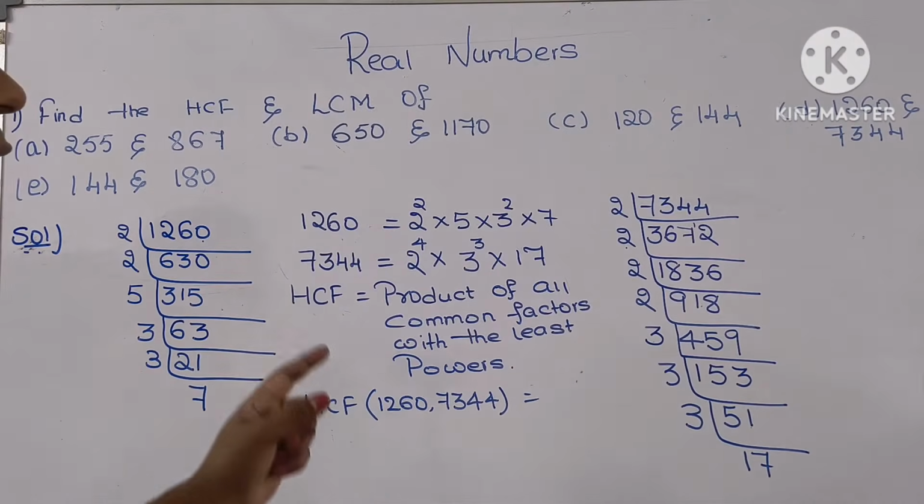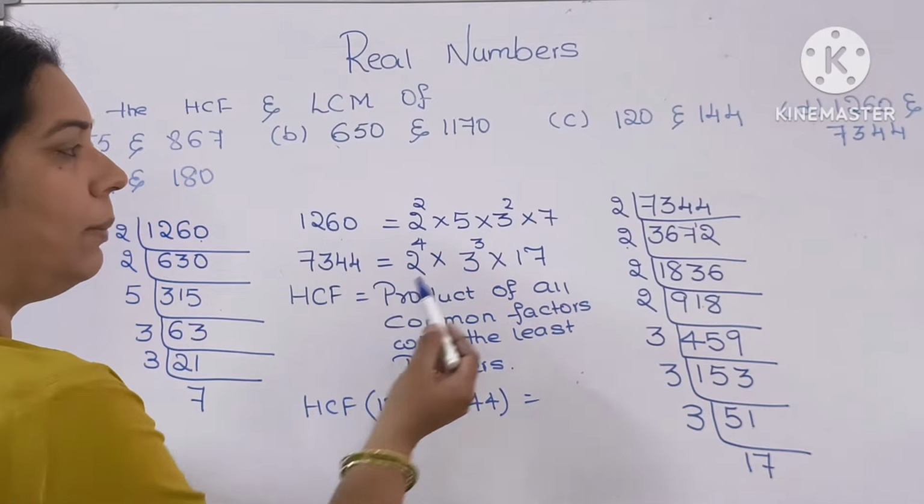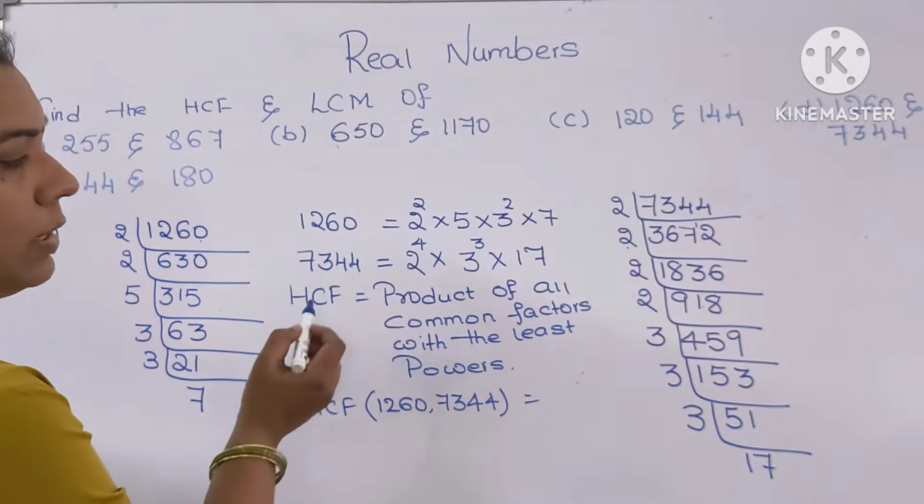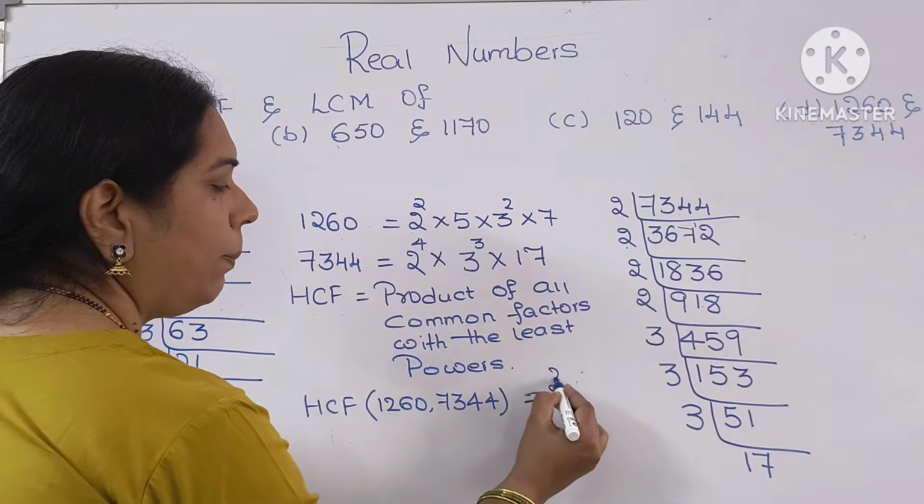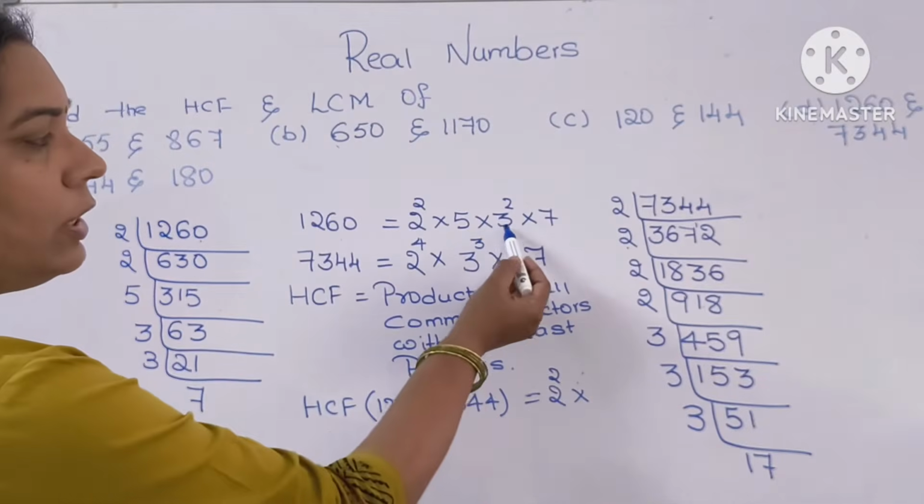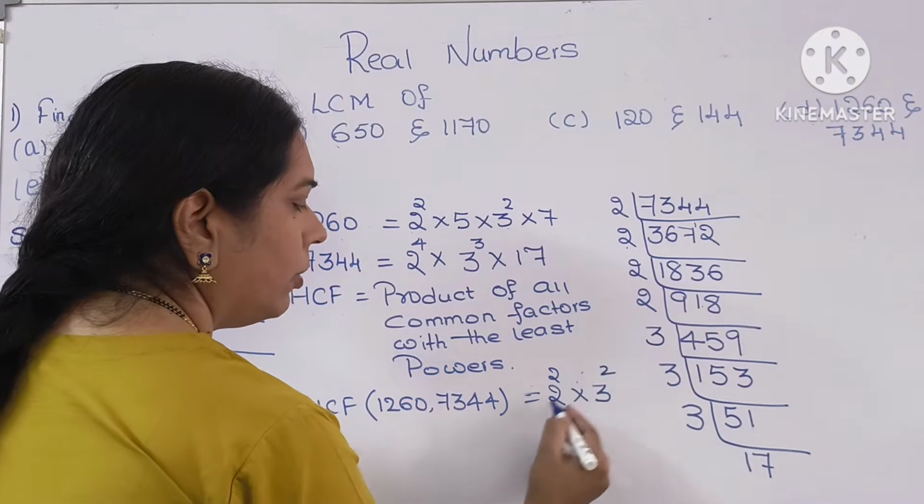Now find out which are the common factors. 2 is common in both the numbers and 3 is common. For 2, which is the lowest power? 2 square. So take 2 square, multiply it with the other factor, 3. Which is the lowest power? 3 square. Multiply it with the 3 square.